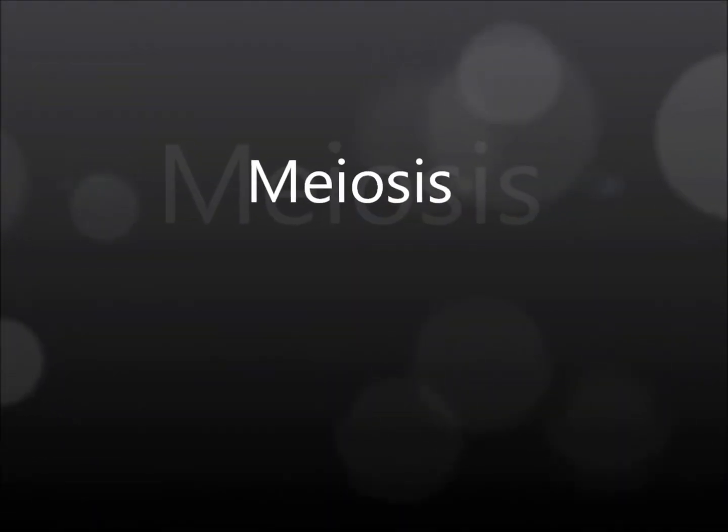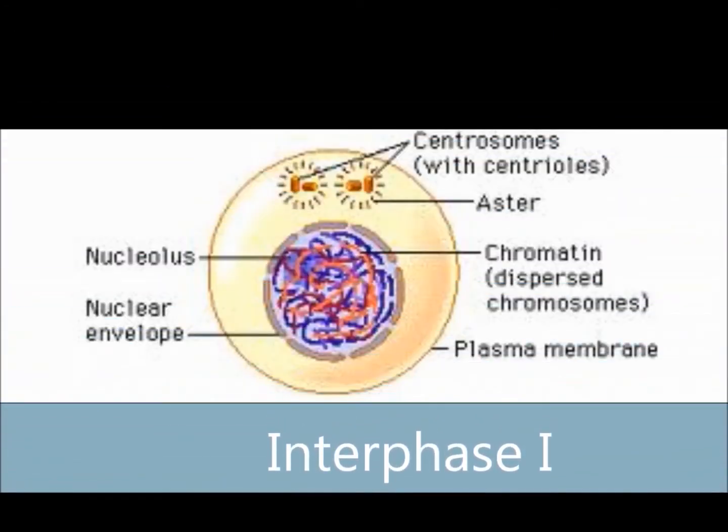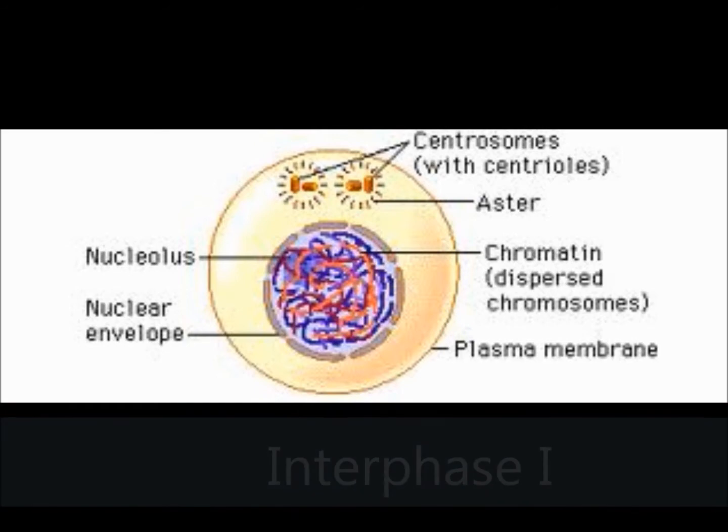In this video, we will talk about meiosis and mitosis. First, we will be talking about the steps of meiosis. The first step of meiosis is interphase. During interphase, the chromosomes duplicate themselves.